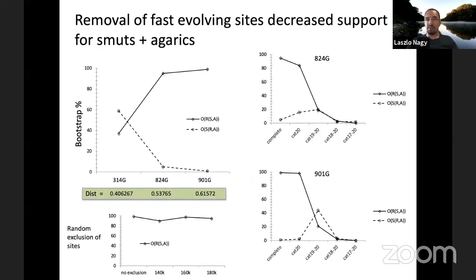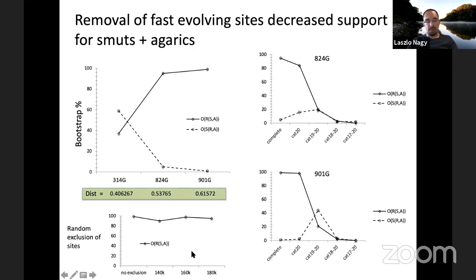Next, we asked, what happens if we remove fast evolving sites? Fast evolving sites can be a source of various technical problems, modeling problems, biases, long branch attraction, and so on. So we arranged the sites of the data sets into rate categories, and started reducing the size of the data set by removing the fastest, then the two fastest rate categories, and so on. On the right hand side of the slide, you can see the results for two data sets. As we start removing fast evolving sites from the data sets, support for the grouping of agarics and smuts decreases. This is the solid line, whereas support for the grouping of agarics and rusts increases. This is the dashed line. So this is very interesting.